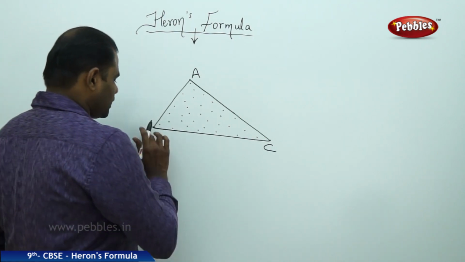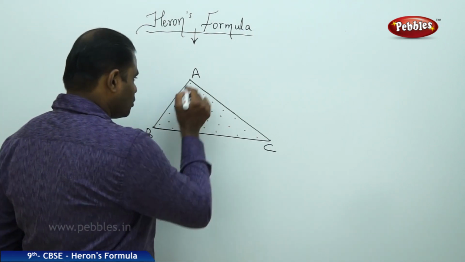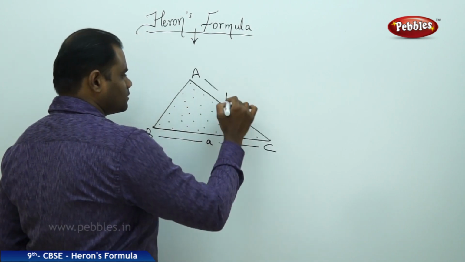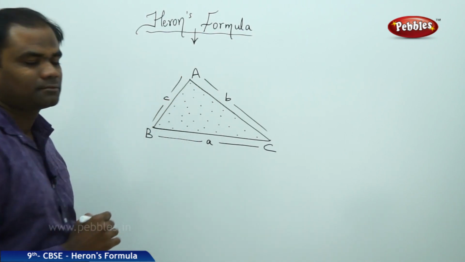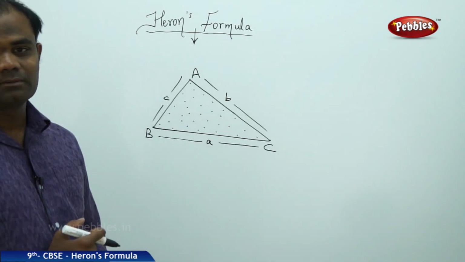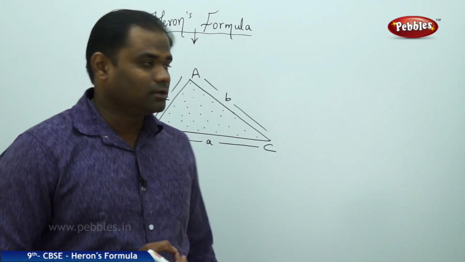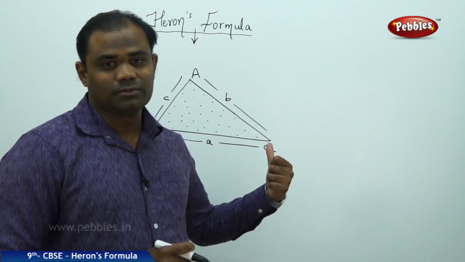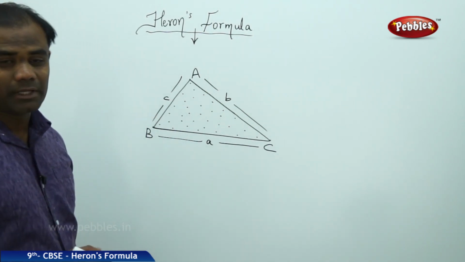Say for example, I only have the information of all three sides. This is a triangle whose side opposite to vertex A is a, whose side opposite to vertex B is b, and the side opposite to vertex C is c. Then we have Heron's formula, which we use to find the area of a triangle. Heron's formula helps us find the area of a triangle if the three sides of the triangle are given. So let's see how the formula can be applied.